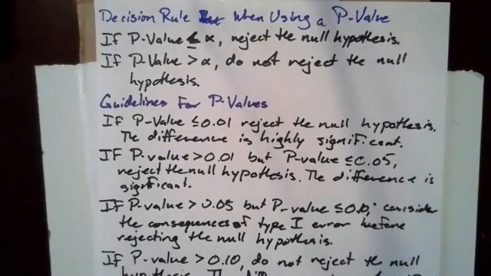There's a decision rule when using a p-value, and we already went over that. That's if the p-value is less than or equal to alpha, reject the null hypothesis. If it's greater than alpha, do not reject the null hypothesis. And we've got some guidelines for p-values.